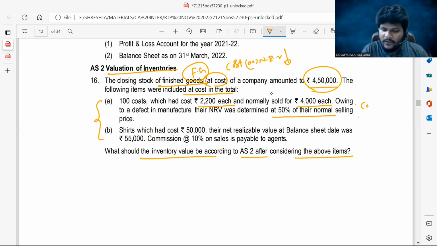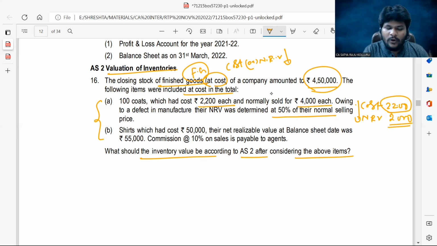That means cost is at 2,200. NRV is at 50% of the normal selling price, which means 50% of 4,000, that is 2,000. 2,200 or 2,000, whichever is lower, means at the rate of 2,000. But out of this 4,50,000, the cost value was included at the rate of 2,200. That means you need to reduce 200 rupees per coat.